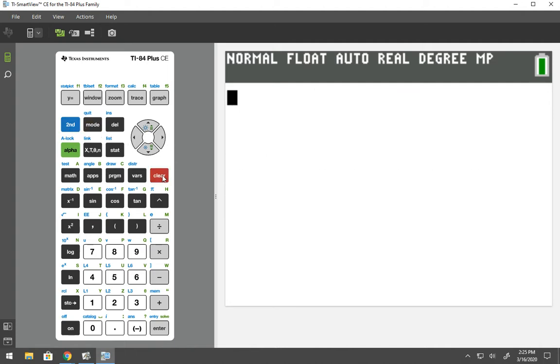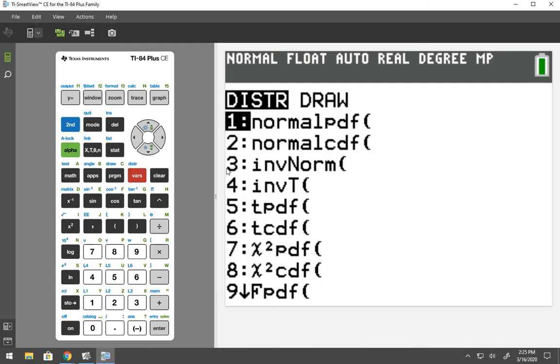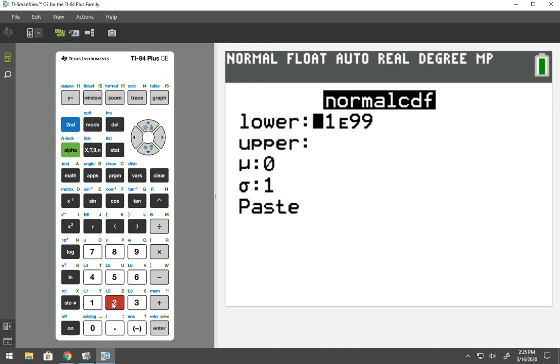So I'm going to clear. And remember that what we're looking for is the second button and the VARS button, which is the distribution. Okay, second VARS. We're going down to find area. When we're finding area, we're looking at number 2, so you can either arrow down or push number 2.